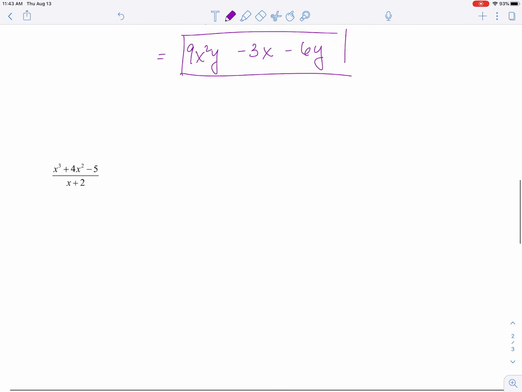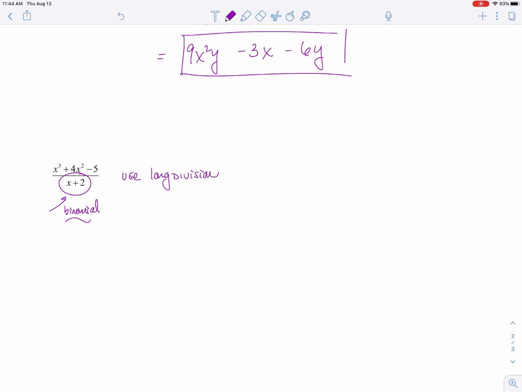Oops, let me leave that up there for a second. This last problem is divided by a binomial. And we're going to use long division here. We didn't talk much about long division in the previous video, so we're going to go over it here in depth.